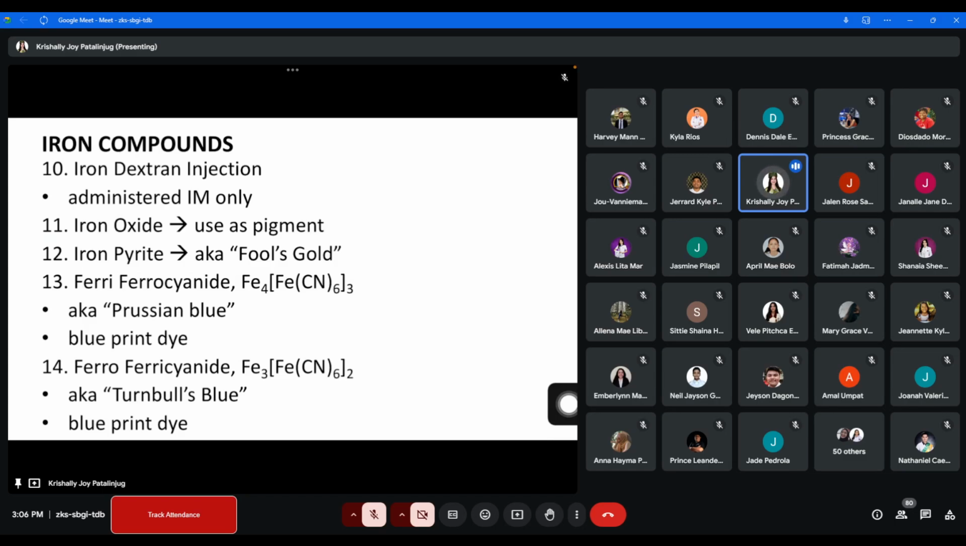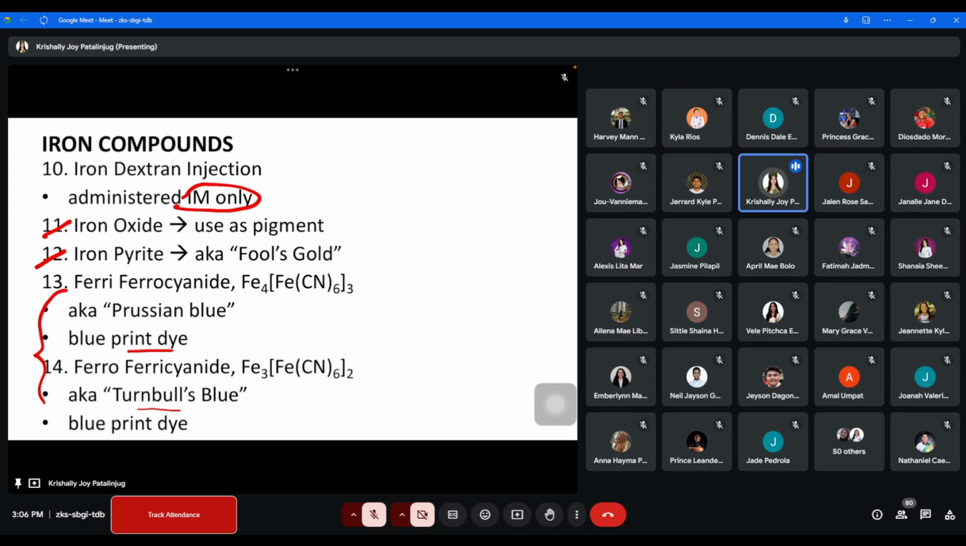Iron dextran injection administered IM. Ayan, then iron oxide. Ito, hematinic din to. Iron dextran injection, okay, parenterally administered lang siya. Ito naman mga pigments. Okay, or kumbaga ginagamit as dye pigment. Blueprint dye: Prussian blue, Turnbull's blue.